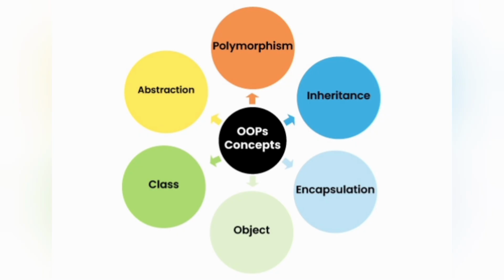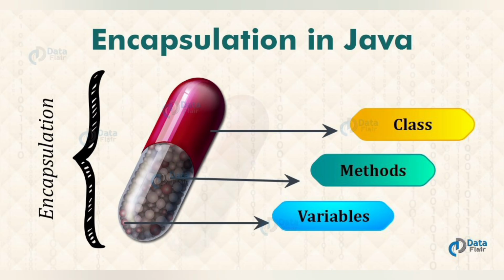There are generally four main principles of Java: encapsulation, inheritance, polymorphism and abstraction. So first we will see about encapsulation. Encapsulation is the binding of data and methods that operate on the data into a single unit called a class. If we take a capsule as an example, one part of the capsule contains the class and another part contains methods and variables, and this is known as encapsulation.